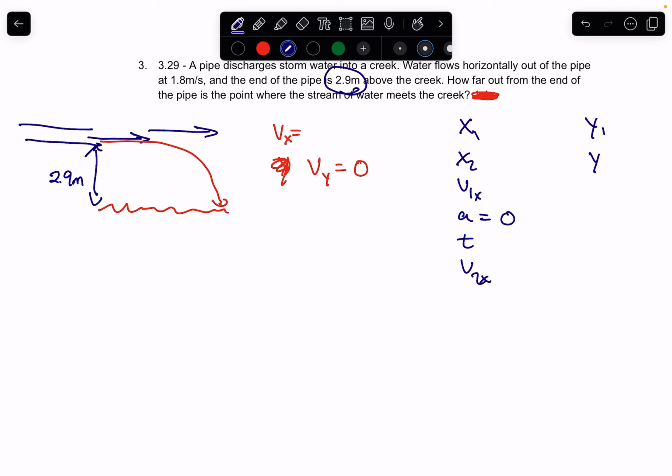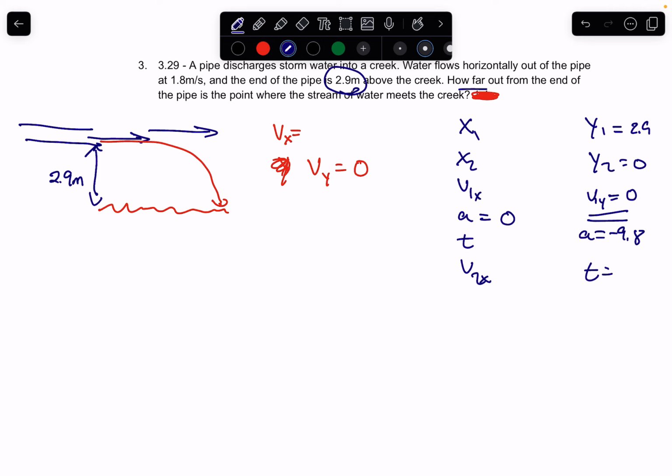We've got a y1 and a y2. Now, what's y1? y1 is 2.9. y2 is 0, right? And then v1y is 0. That's important, right? That's super important. But your acceleration is negative 9.8, and your time is probably what you don't know.